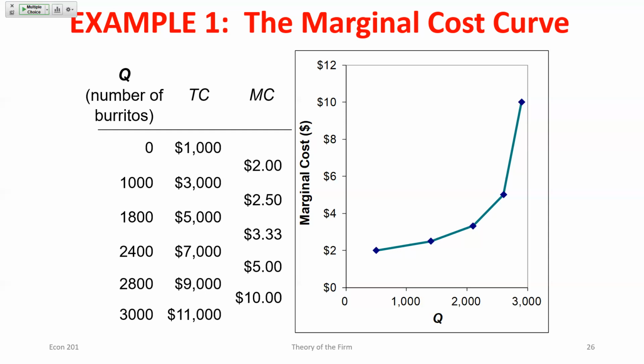And it plays out here, right? First marginal cost went up by 50 cents, then by 83 cents, then by $1.67, and then by $5, right? So we see this increasing marginal cost at an increasing rate.